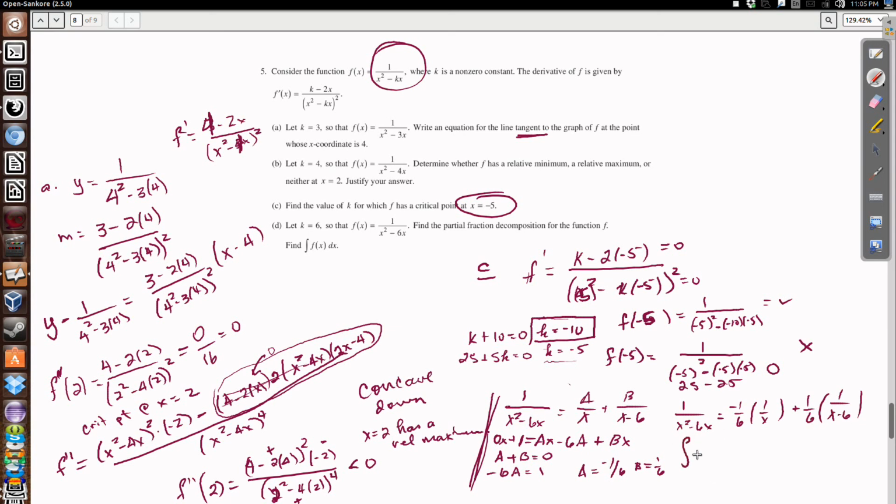So when I integrate that, negative 1/6 is a constant, it can come out, plus the 1/6 is a constant, it can come out of 1 over x minus 6 dx. And so this is going to give me negative 1/6 natural log of x plus 1/6 natural log of x minus 6 plus a constant. So this is my antiderivative down here, the integral of f.